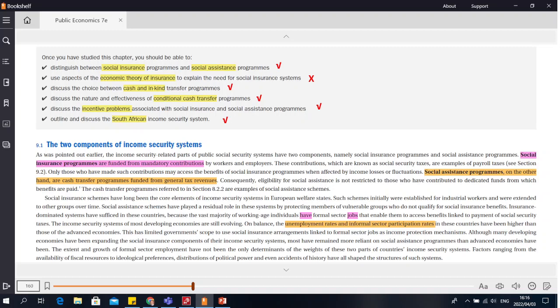So the textbook starts with 9.1, the two components of income security systems. The two components are social insurance and social assistance. So what is the difference between these programs? Now look at the bottom oval. Social insurance is for someone who has a job. So they are employed and they pay insurance premiums against a lack of income. And then social assistance is just handouts by the government, and they take taxpayers' money. These people are unemployed and therefore the government needs to help them.